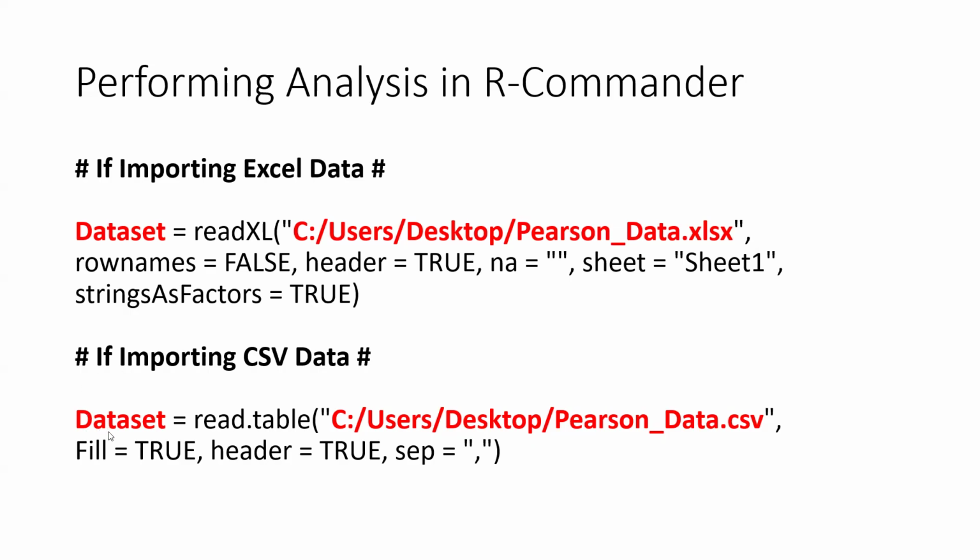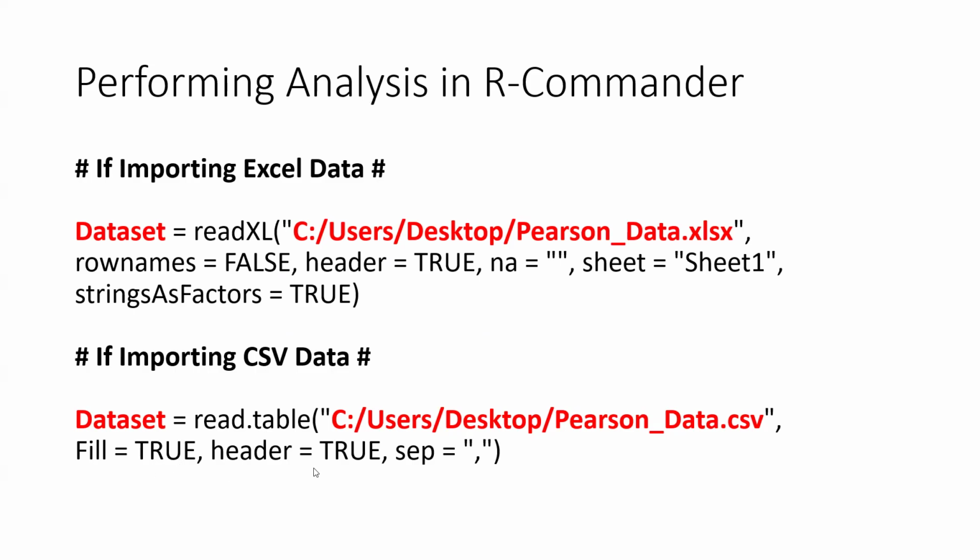Here we're also naming our dataset. In this case, we're using the function read.table. This is the file pathway, and our data is here with a .csv extension. Fill equals true is informing R that our observation sizes differ, which means we may have more observations in one variable than another. It's best to always keep this equal to true.